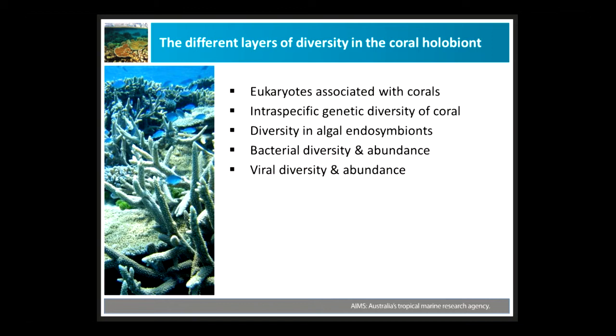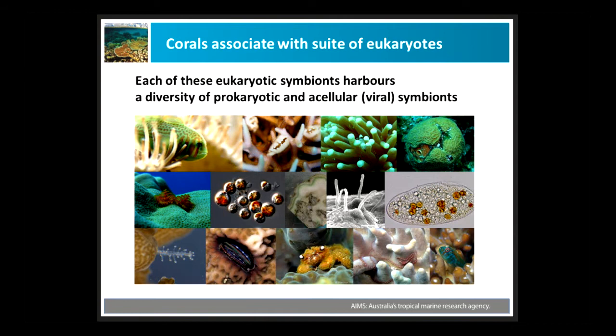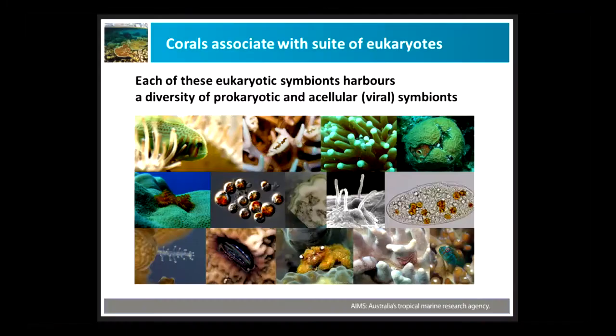Now, corals, because they deposit a skeleton and in that way contribute to the three-dimensionality of coral reefs, provide habitat to a suite of eukaryotes. Those range from fish to crabs and other crustaceans, sponges, polychaetes, dinoflagellates, Symbiodinium, the zooxanthellae, filamentous green algae that can be endolytic, fungi, protozoans, other cnidarians, bivalves, and echinoderms.